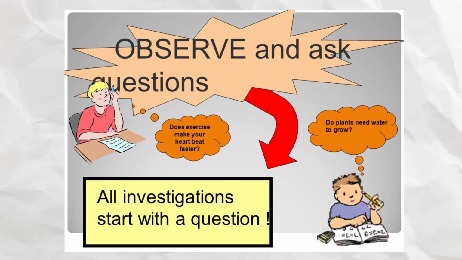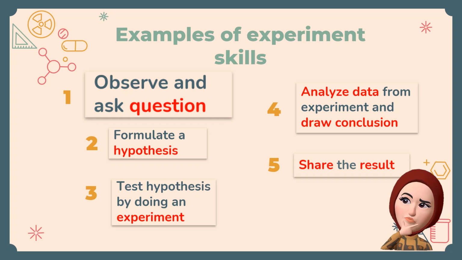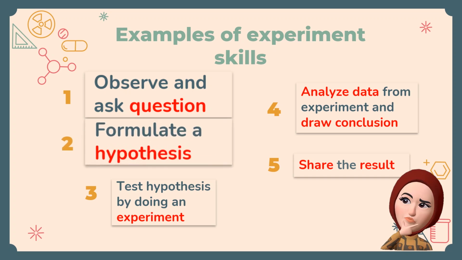For instance, when is the best time to drive to school? Which food is my cat's favorite? Which color suits me the best? Next is formulate a hypothesis. A hypothesis is a theory that you can test to see if your prediction is right or wrong. It is an attempt to answer your question with an explanation that can be tested.